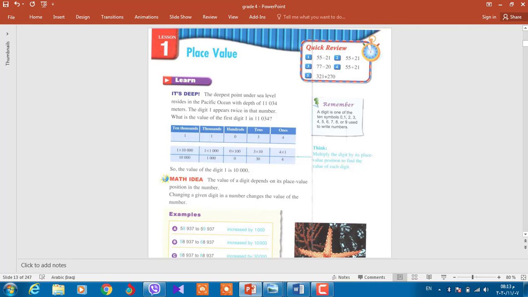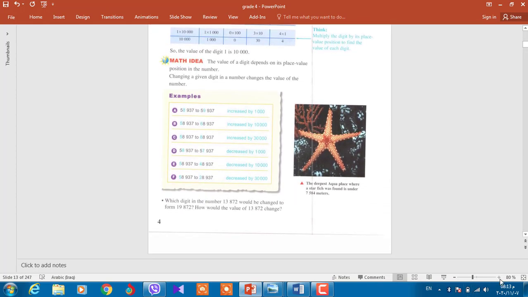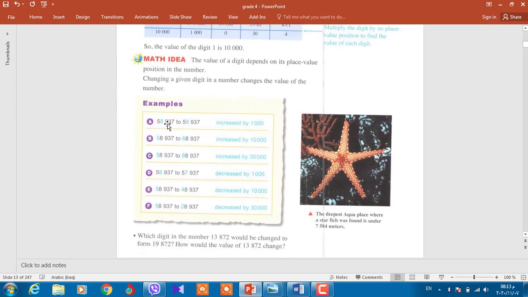the number, student. In example A we have 58,937 changed to 59,937. This one is increased by 1,000. Why? Because in the first number we have 8,000 in the thousands place. We have ones, tens, hundreds, thousands, but it changed to 9,000. So this one is increased by 1,000.